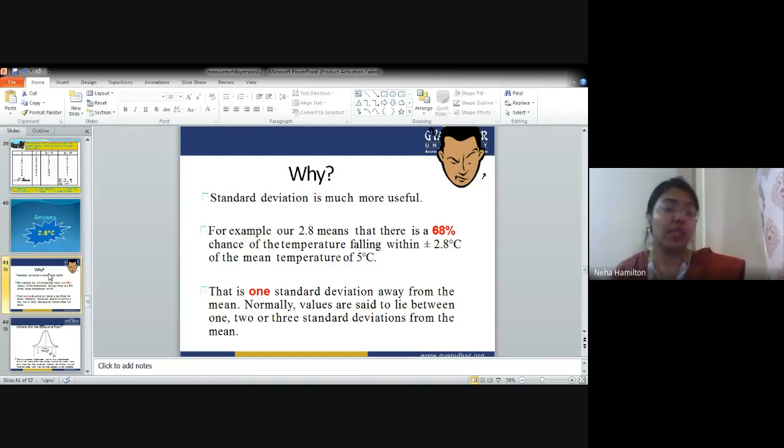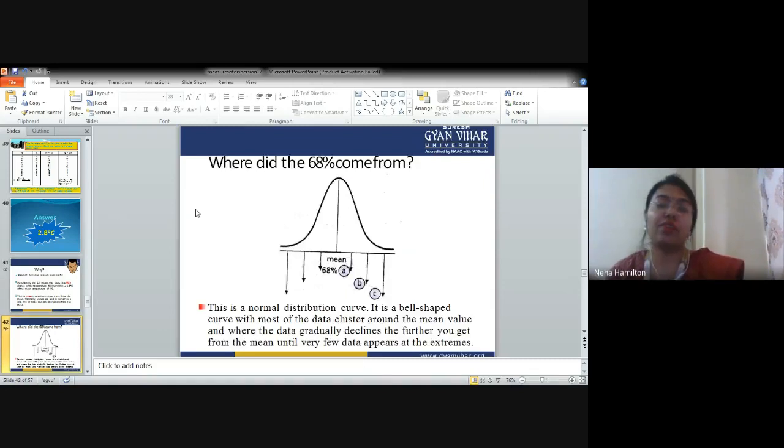That is one standard deviation away from the mean. Normally, values are said to lie between 1, 2, and 3 standard deviations from the mean, right? Normally, the answers that we tend to get are 1, 2, and 3 from the mean. So, this is a diagram or graph through which you can understand where the 68% came from. This we have to understand.